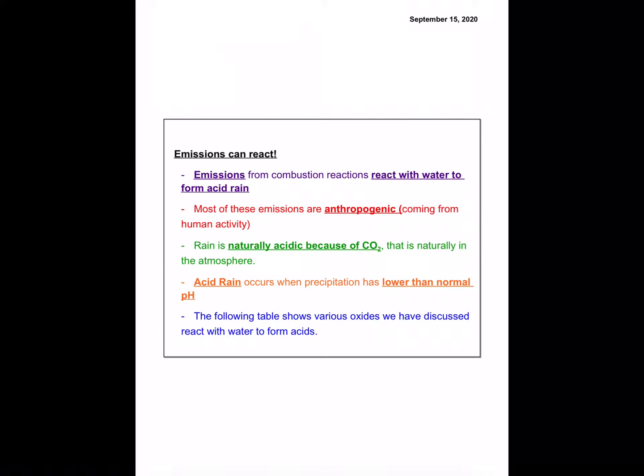All right, continuing on with the chemistry topic 1. It says emissions can react. Emissions from combustion reactions react with water to form acid rain. Most of these emissions are anthropogenic, which means that they're coming from human activities.